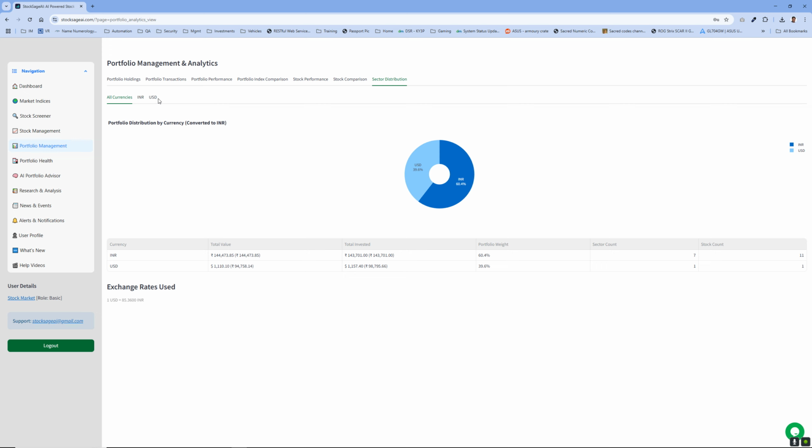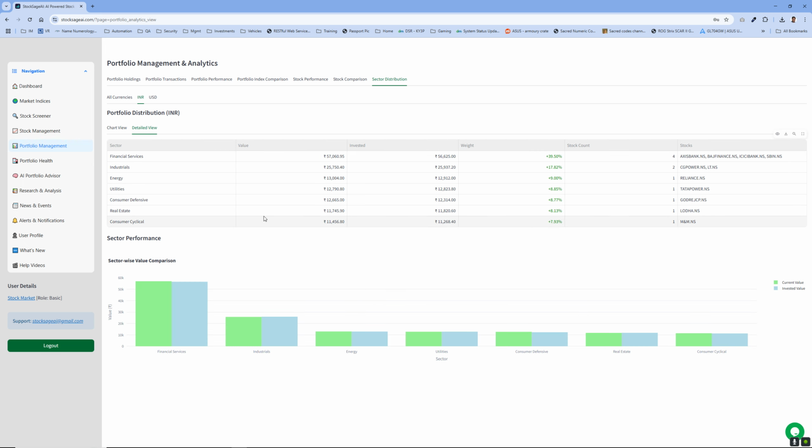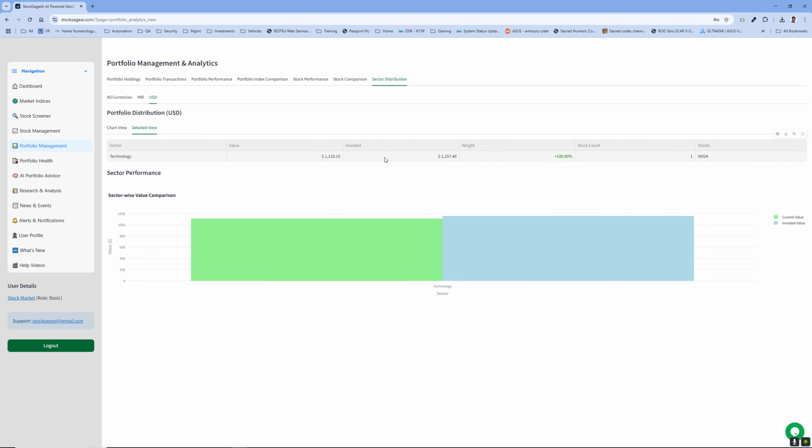Basis my weightage of investment, it will showcase how the portfolio has been divided amongst currencies. And within each currency, if I click on INR, now I can actually see a chart view in terms of which sectors I've invested in and a detailed view of the breakdown of those sectors. Similarly, if I go to USD, I'll see technology as the sector where we are investing. In detail, it will mention which stock it was. It's NVIDIA over here. So that's pretty much on the stock management.